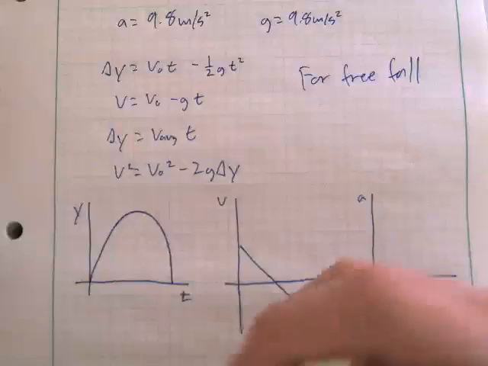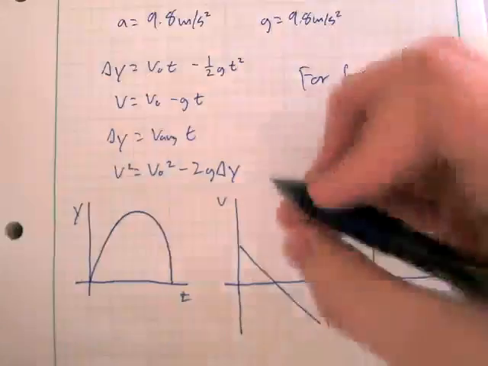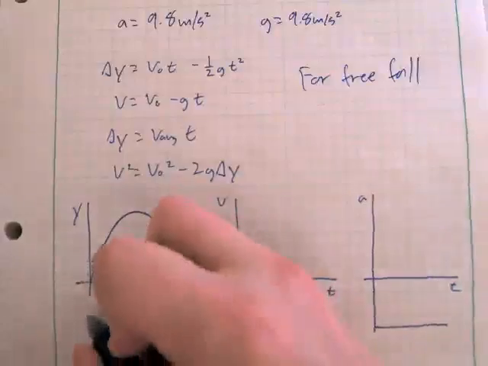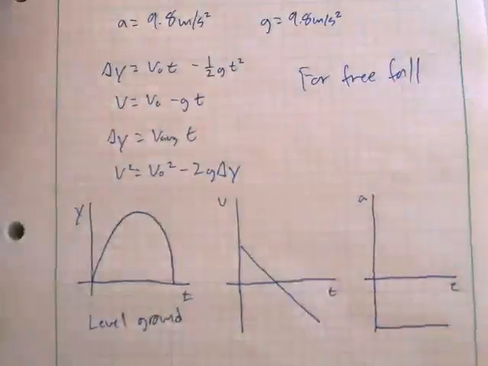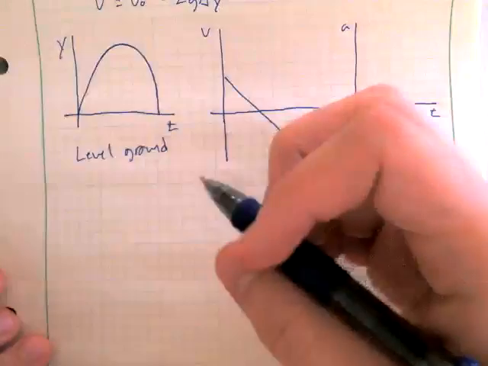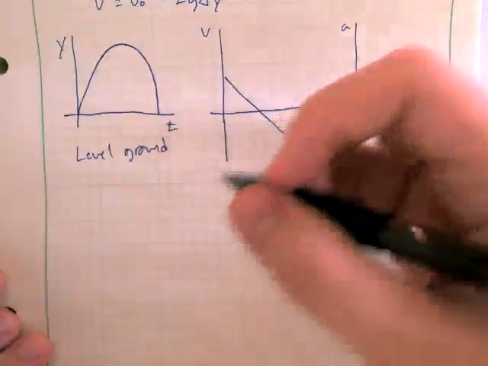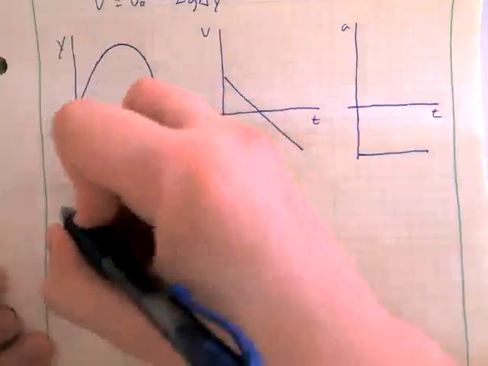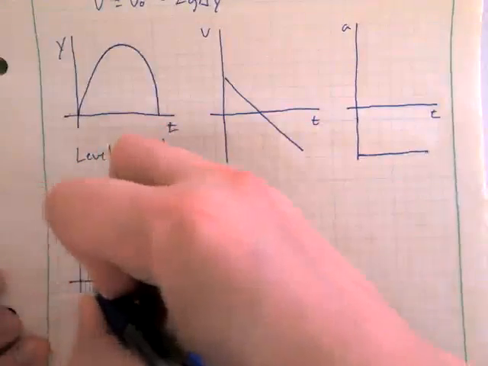If I throw it on uneven ground, right, it would look something like this. Just to note that that is on level ground. However, let's say I throw it up in the air and then let it fall off a cliff, right, or something like that. So I am going to let it drop to a height below where I started it from. Let's draw the graphs for those situations.